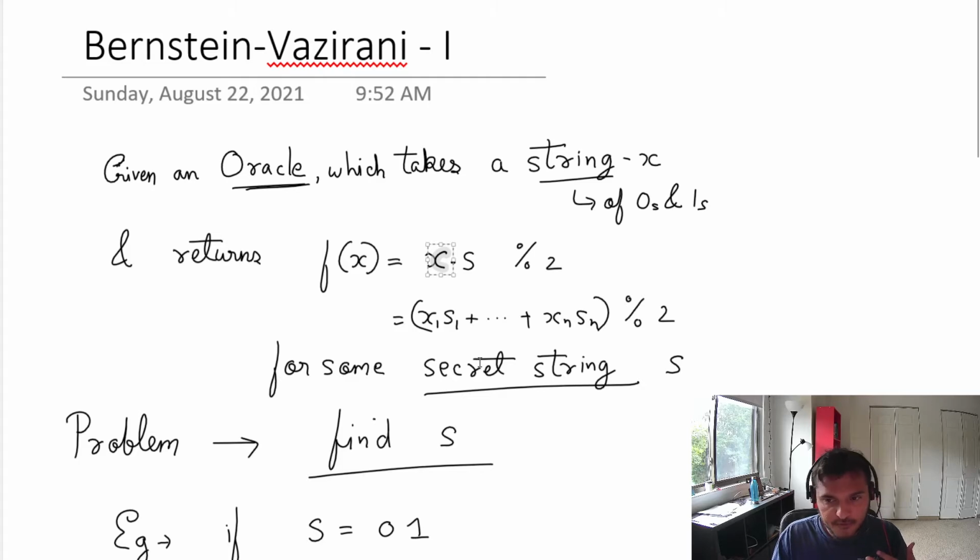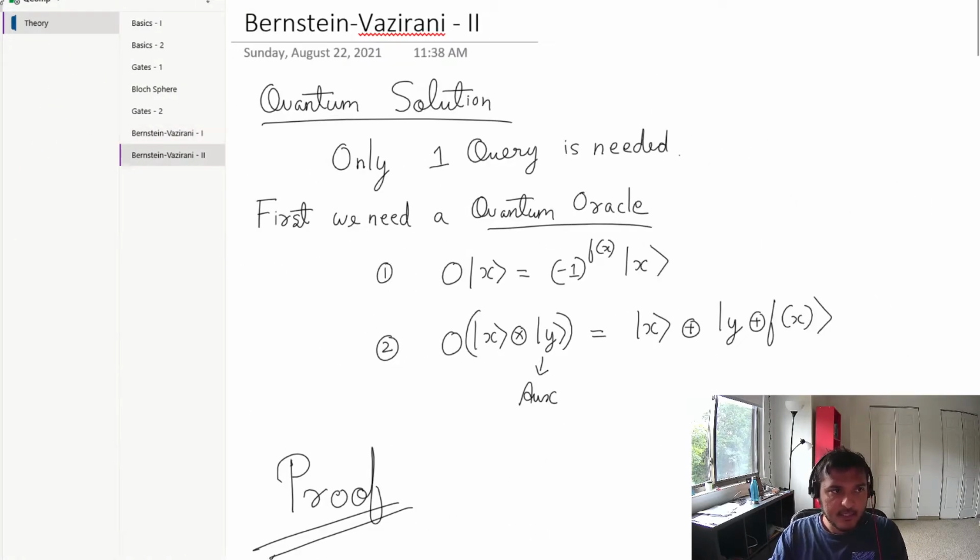In the classical way of doing things, we saw that if we made n queries, where n is the number of bits, and all the queries were one-hot vectors, you could decode this secret string. But my claim, or rather Bernstein-Vazirani's claim, is that we can do it in one shot, or with one query. So let's look at that.